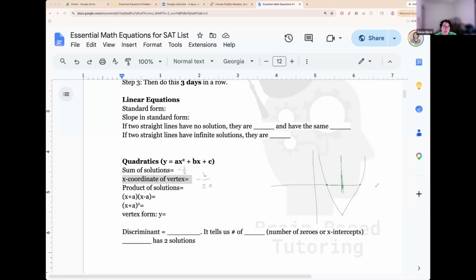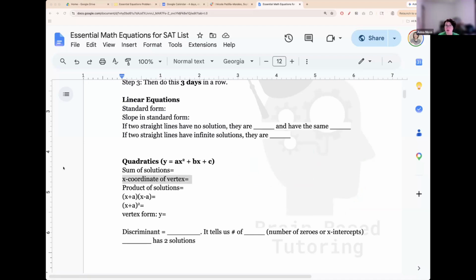Sometimes it's useful, especially if the question says, hey, what is the sum of solutions? So let's say we have 6x squared plus 7x minus 5 or something. Our sum of solutions is literally just negative b over a, negative 7 over 6. If we wanted the x coordinate of the vertex, it would be negative b over 2a, so negative 7 over 6 times 2, which is negative 7 over 12.